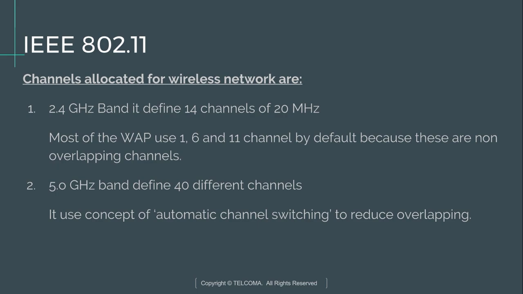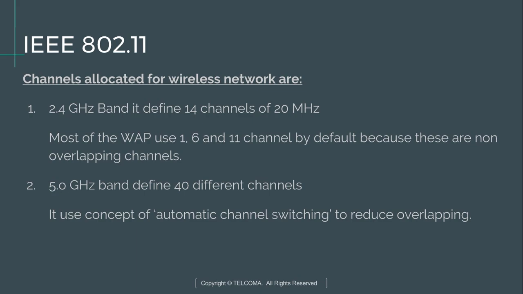The next is the channels used by wireless networks. These are the channels assigned by IEEE 802.11 to wireless devices. There are two bands, 2.4 gigahertz and 5.0 gigahertz. The 2.4 gigahertz band defines 14 channels of 20 megahertz.